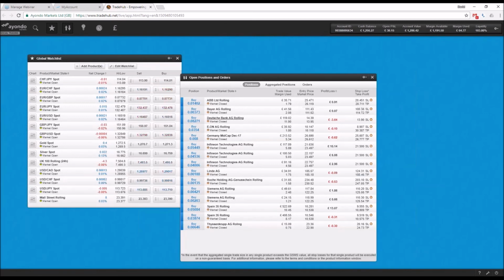So if whoever it is bought the Spanish 35 rolling, the Spanish index, and I was doing it on a £2,000 account or on a £200,000 account, the spread is the same. So you're not penalised for having a small account. The spread is exactly the same.